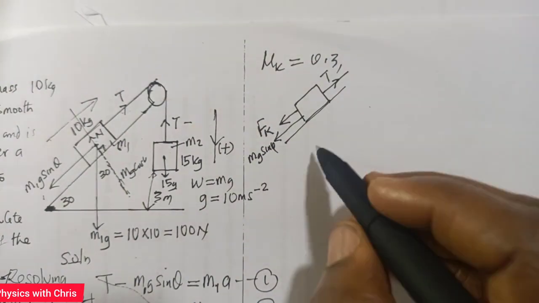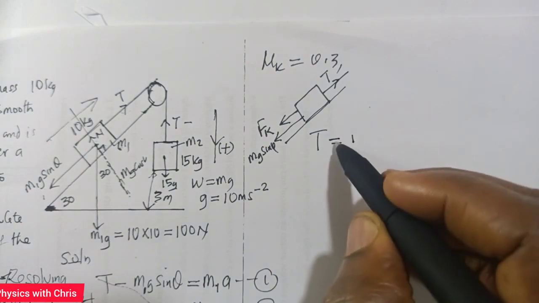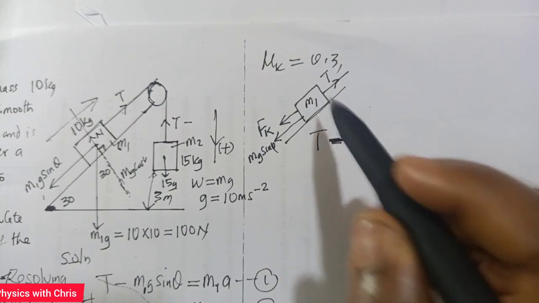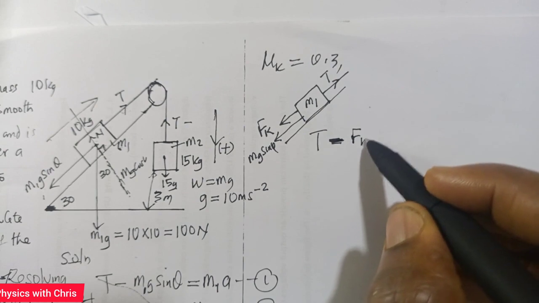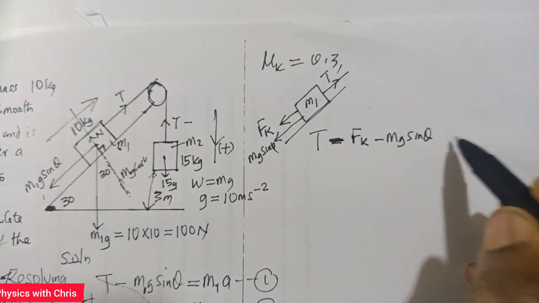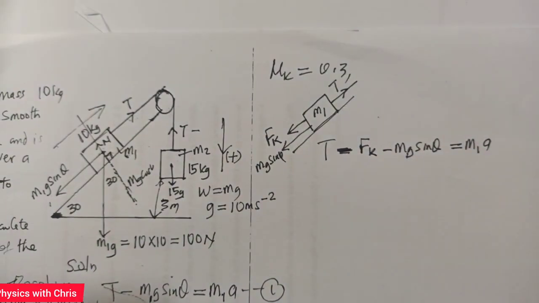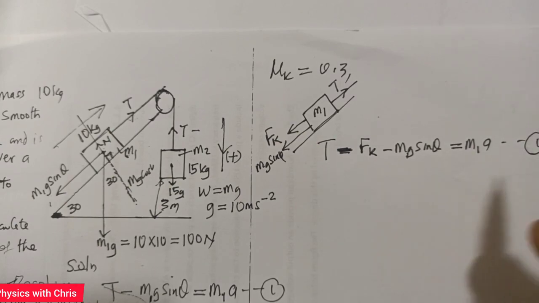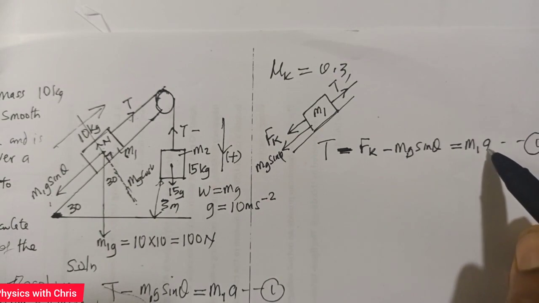So here the resultant force on mass M1 will be equal to T, which is positive, minus Fk, negative, minus mg sine theta. That equals mass times acceleration, M1 times a. So that is equation 1.